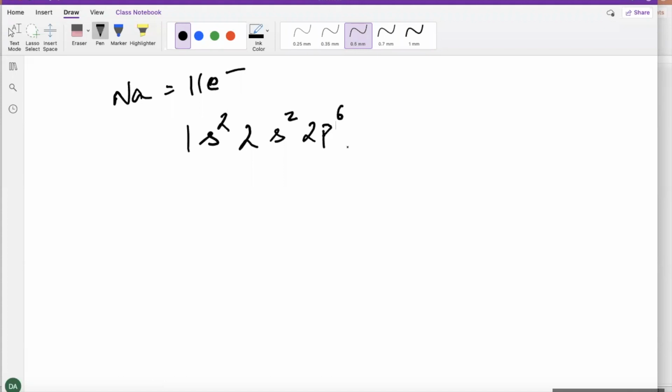You cannot put 2p7, because a p orbital cannot take more than 6 electrons. So far you got 2 plus 2, 4, plus 6, 10 electrons. You still got 1 more. So what do you do next?